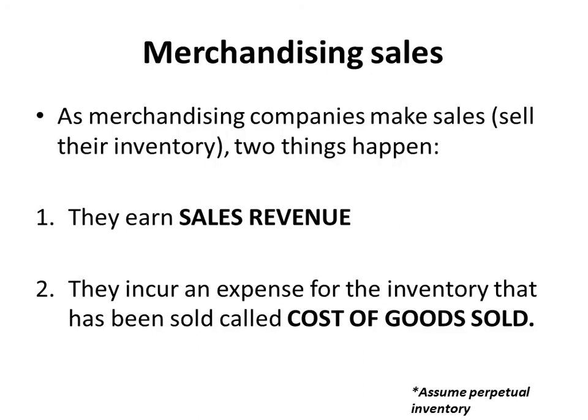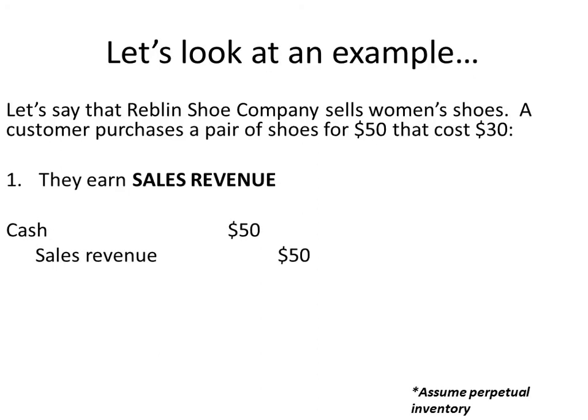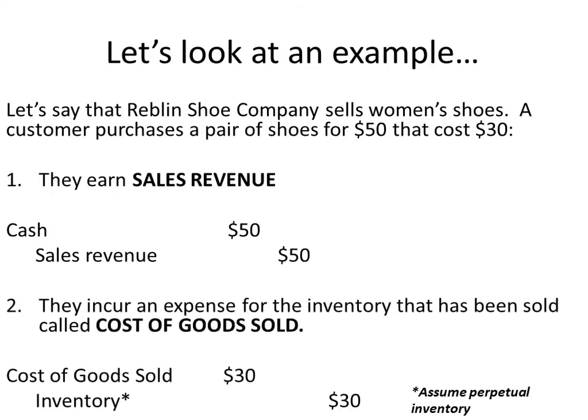So again, just keeping things real simple here. Reblin Shoe Company sells women's shoes. A customer purchases a pair of shoes for $50 that costs $30. Now, I'm going to say here, we're assuming we're in a perpetual inventory world. Have you guys learned about the difference between perpetual and periodic inventory? Okay, that's part of what we're learning about today. So again, this is going to be somewhat redundant until we get to the later stuff. But assuming we're in the land of a perpetual inventory, they're going to earn revenue, and you're going to record the revenue, and alternatively, you're going to record the cost of goods sold. And you're going to credit inventory if you are in a perpetual inventory world.